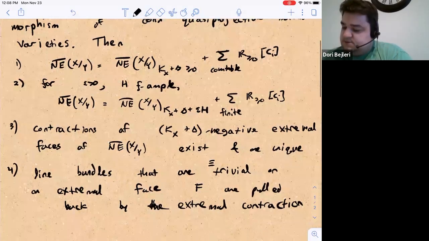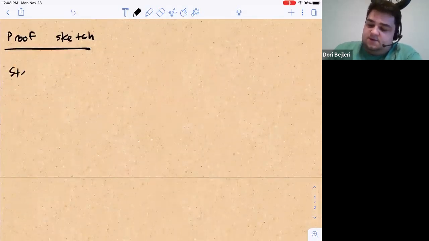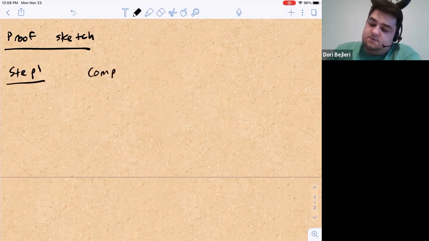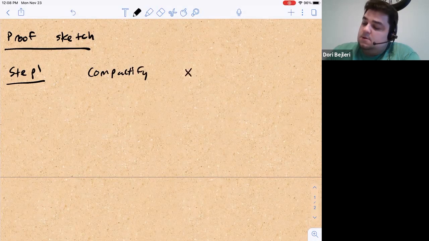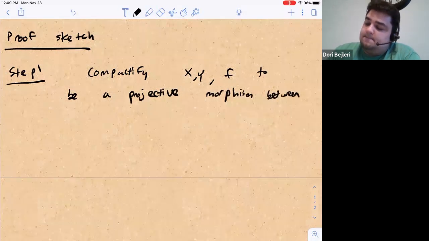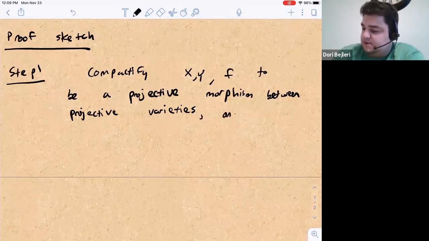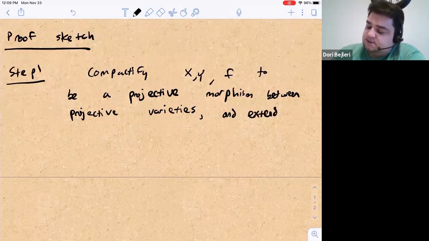Great. So let's prove this. But again, we'll just sketch it, just like the proof of the relative base point free theorem. So step 1, just like in that case, is compactify X and Y and f to be a projective morphism between projective varieties, and then extend the divisors appropriately to the boundary so that all the assumptions are still satisfied. So the singularity assumptions are still satisfied.